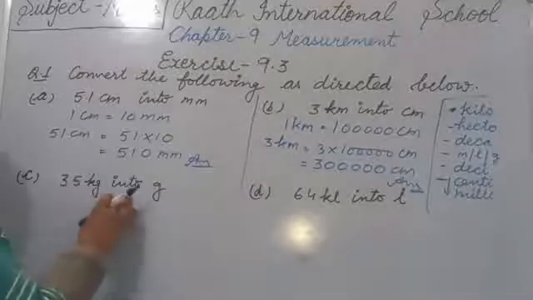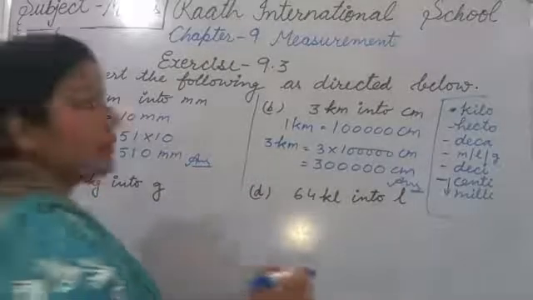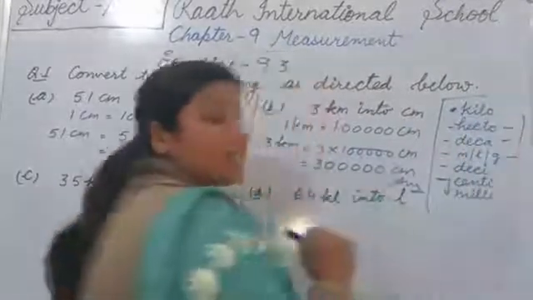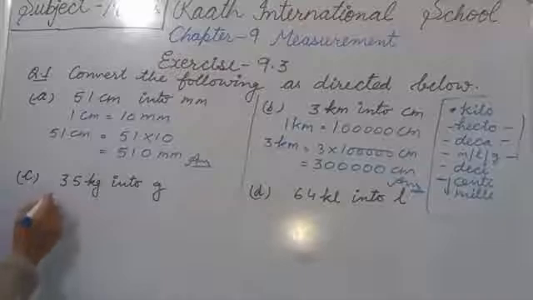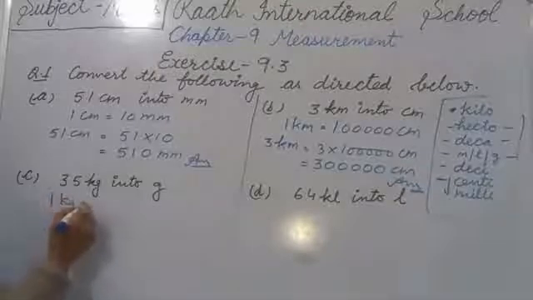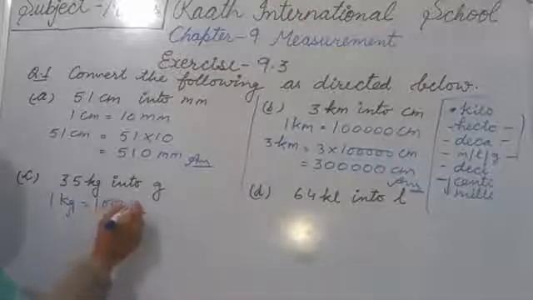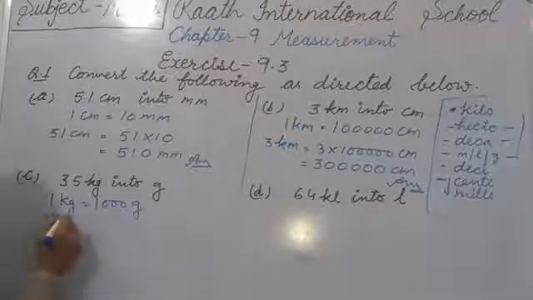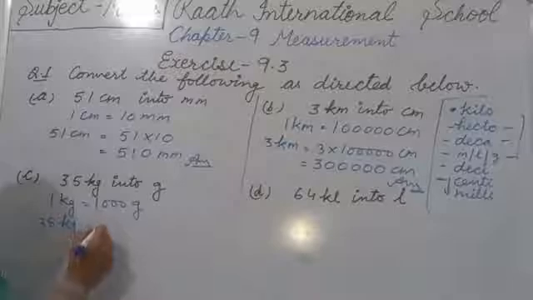The next is C part. 35 kg into gram. Kg to gram. K to G. So 1, 2, 3 down. 3 down means 1000. So 1 kg equals 1000 gram. Now 35 kg, 35 multiplied by 1000.